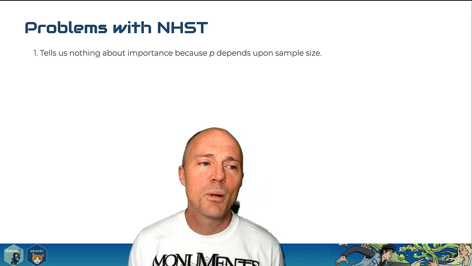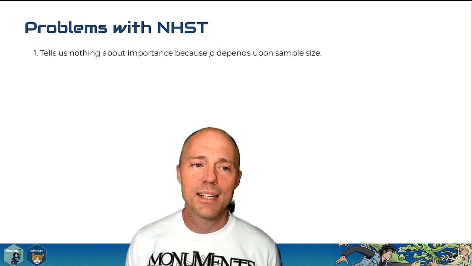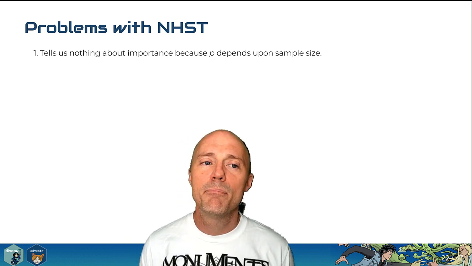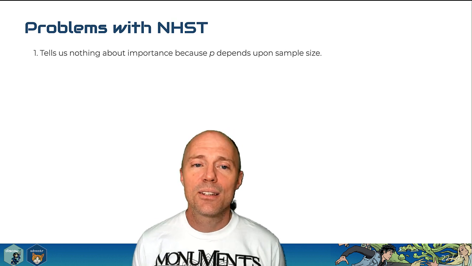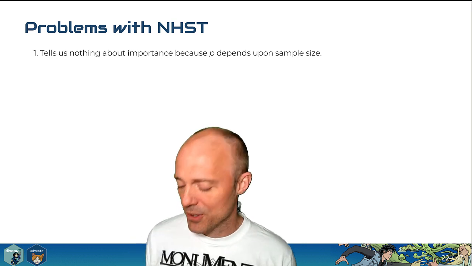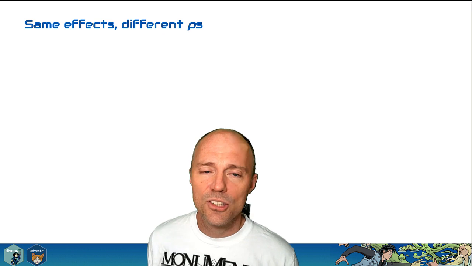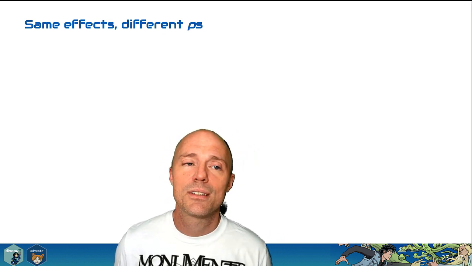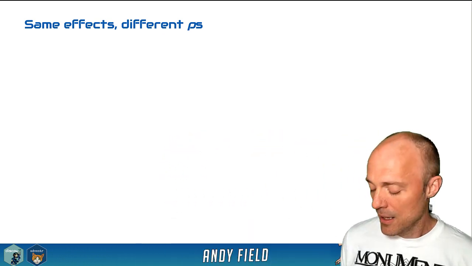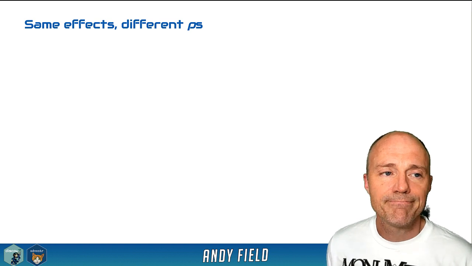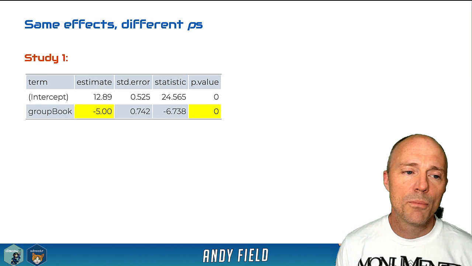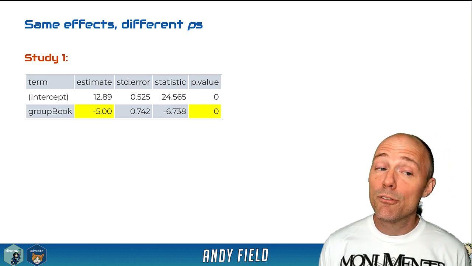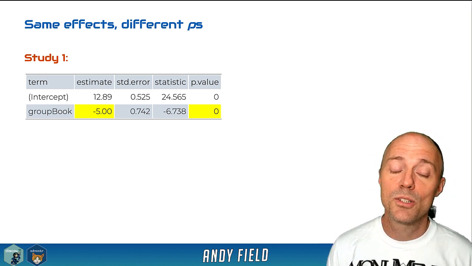So the first problem is that hypothesis testing doesn't tell us anything about the importance of the effect, despite the fact you use the word significant, because the p-value depends upon the sample size. Now, we're going to illustrate this with, imagine this teddy bear study was done 3 different times. So you can end up with scenarios. Here's the first study. So in the estimate column, we've got a -5. That's the difference in the mean self-esteem between the 2 conditions.